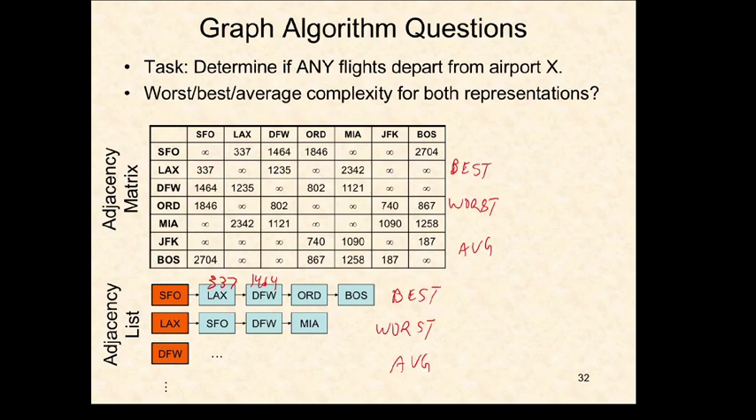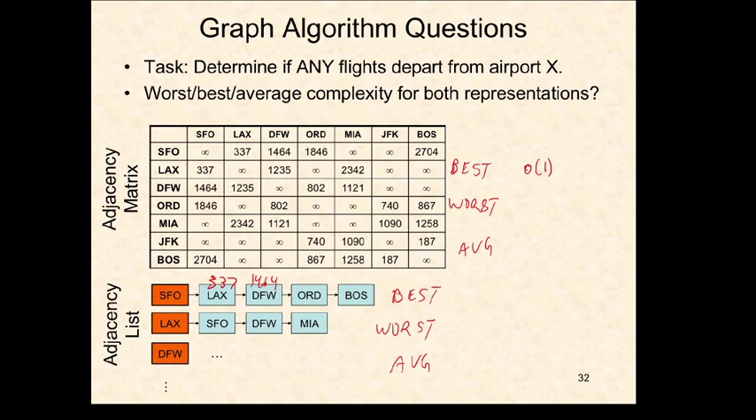Okay, so for this one, we're looking to determine if any flights exist. In the adjacency matrix, I could always get lucky and find it in the first one. Like I start in the LAX row and ask, are there any flights from LAX? Oh, look, the very first column has a value. We could be O of 1 here. And yeah, someone's intuition is right, Rajiv.